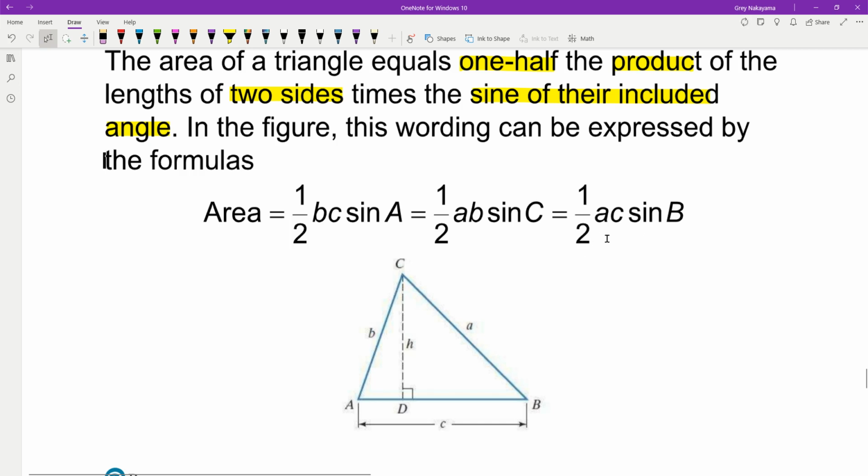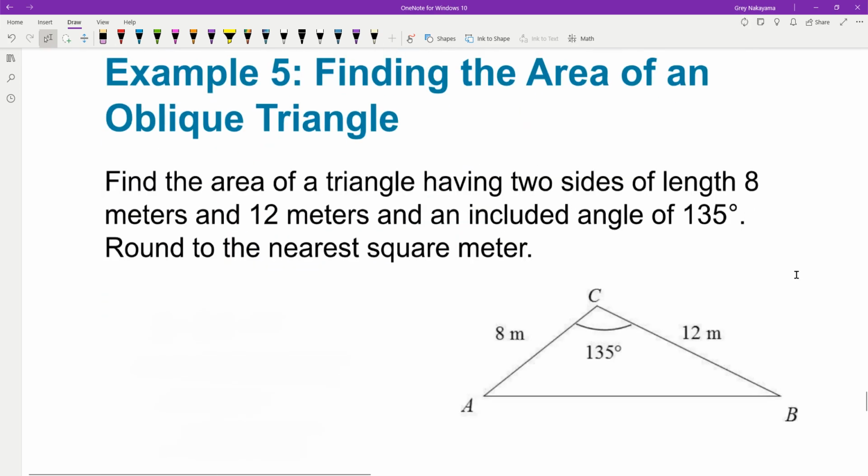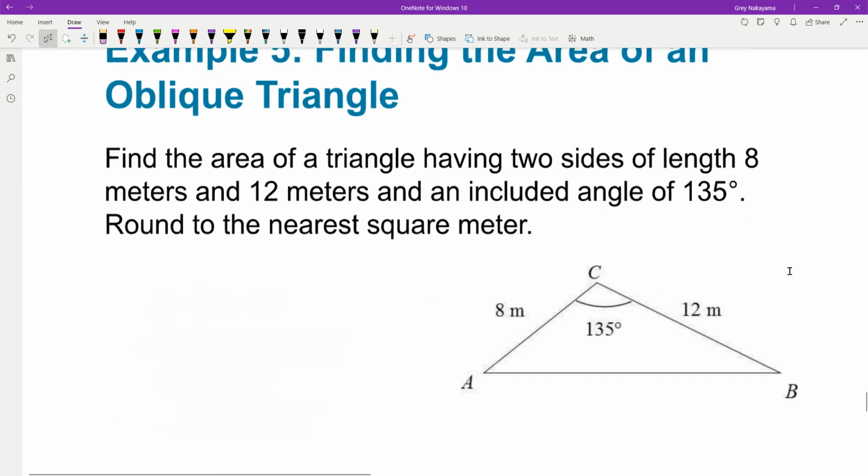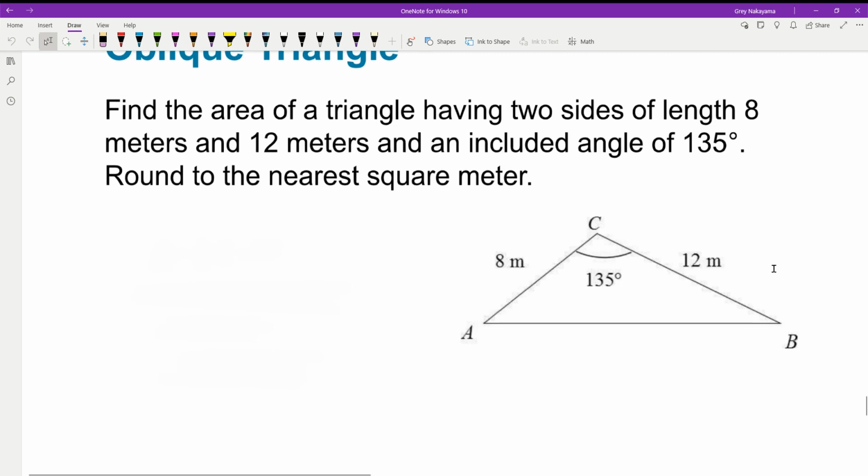It does not matter which one you use. This one is what I see most often. So that's the one that's just kind of ingrained in my memory, but it does not matter which one you use. You just got to know two sides and the angle in between them. So look at this first example. Find the area of a triangle having two sides of length 8 meters and 12 meters and an included angle of 135 degrees. Round to the nearest square meter.